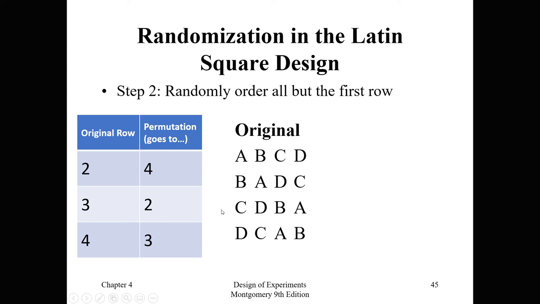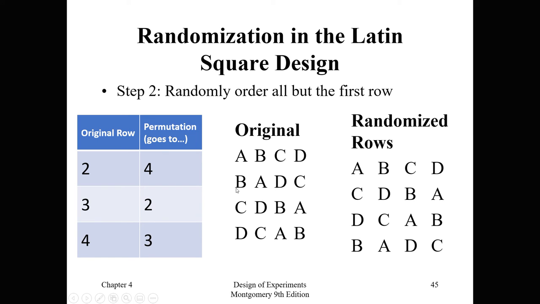All right, so here's my original. This is what I had on the previous slide. And now I'm going to apply this shuffle. So row 2, the BADC, is going to go to row 4, BADC. Row 3, this CDBA, is going to go to row 2, CDBA. And row 4, this DCAB, is going to go to row 3. So that's what's going on here when I'm randomizing all rows except for the first one. This is how we accomplish step 2.